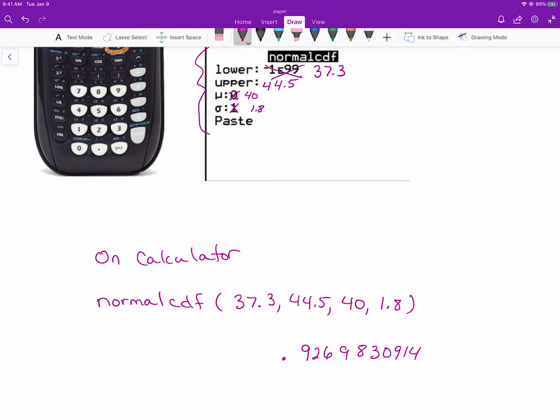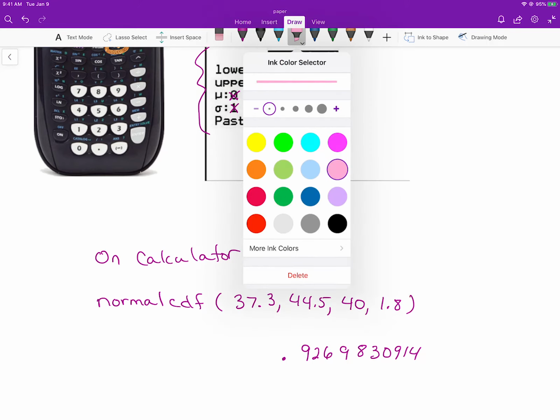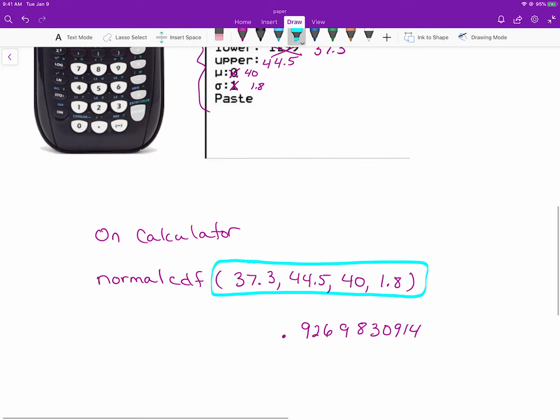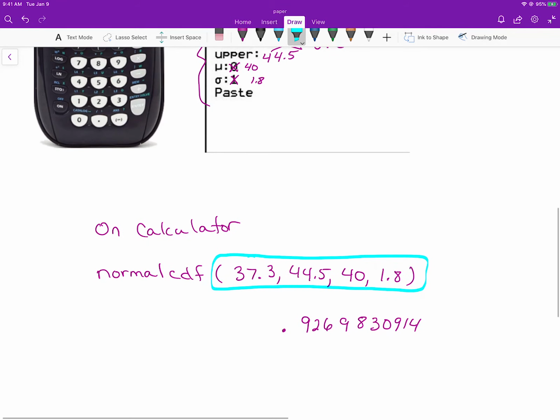Now, another thing to mention, if your calculator didn't have that option for normal CDF and just gave you a blank screen, you need to enter this information in parentheses with commas in between. And you need to remember it's the lower, the upper, the mean, and the standard deviation in that order with commas in between, and it will give you the same values. So this is not our answer.